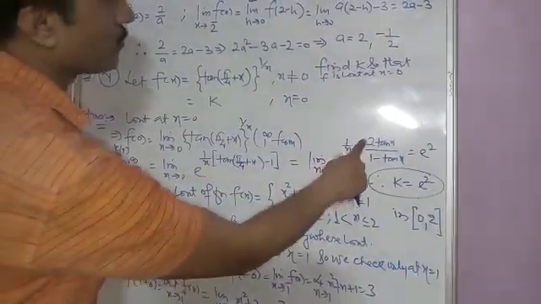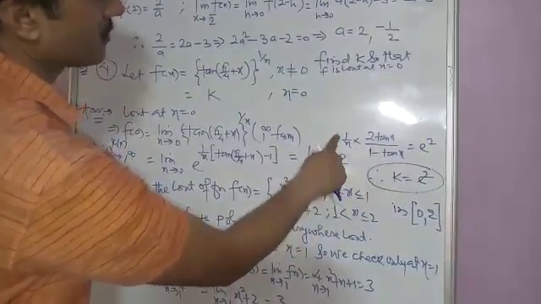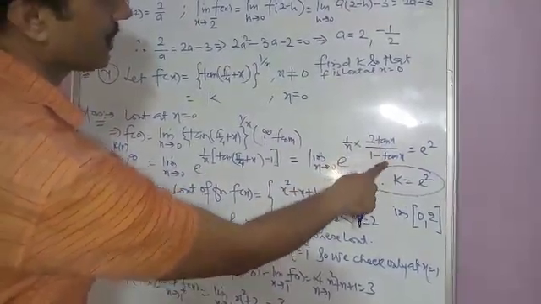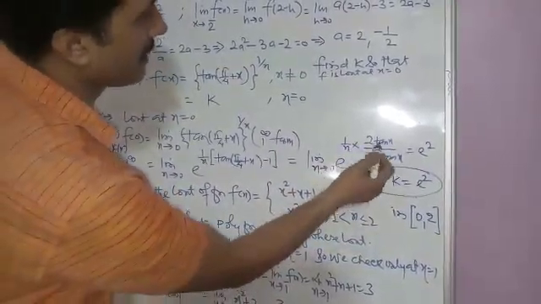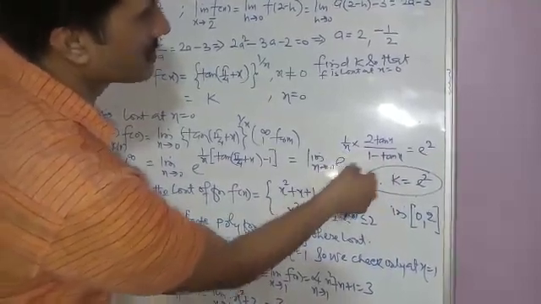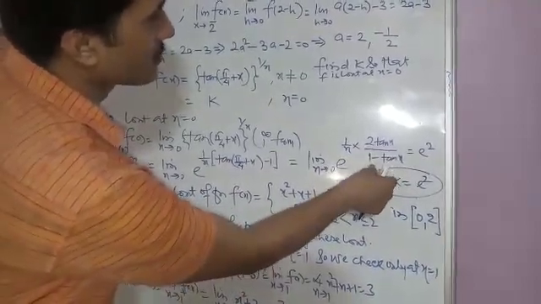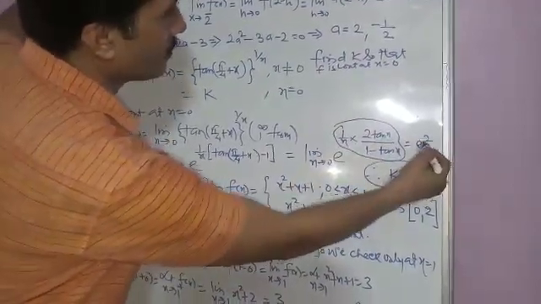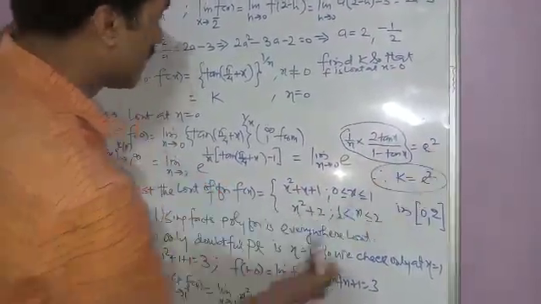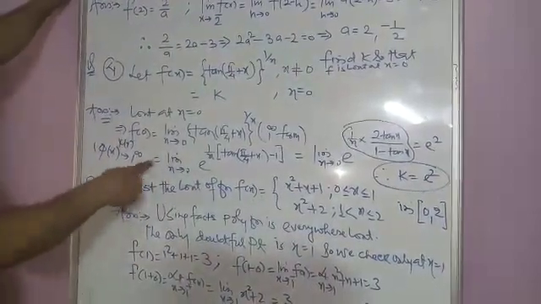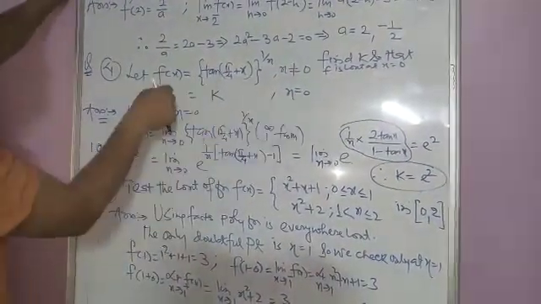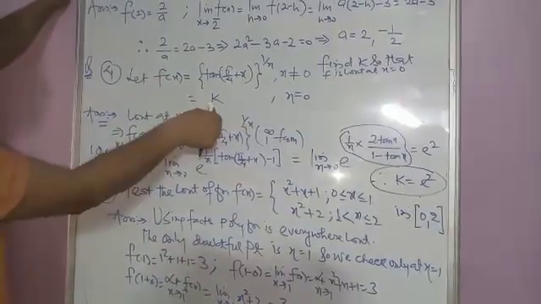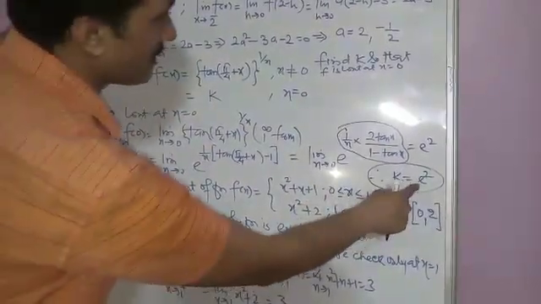This will equal 1 by x into 2 tan x by 1 minus tan x. Here tan x by x will give 1 as x tends to 0, and the denominator gives 1, so the power will be equal to 2, so the limiting value is e square. So therefore, at x equal to 0, f of 0 equals k, so k equals e square.